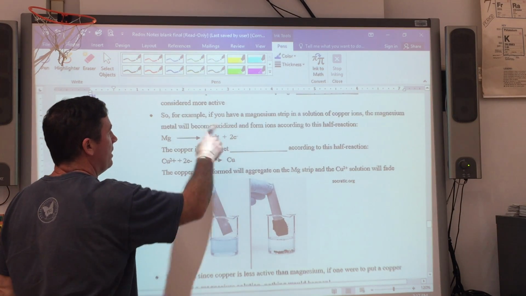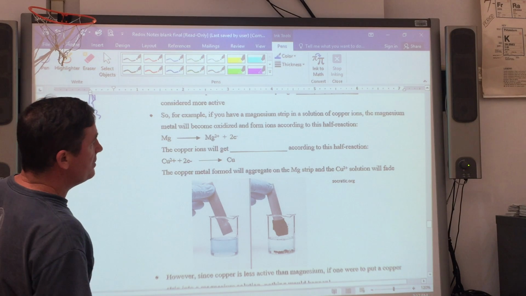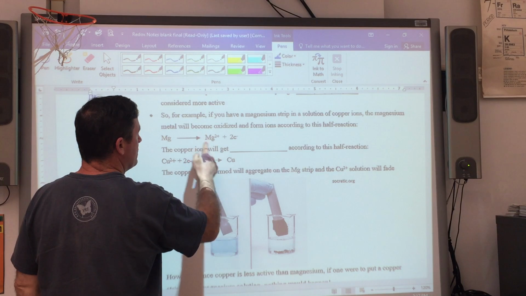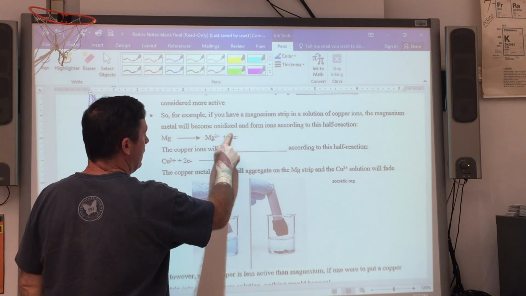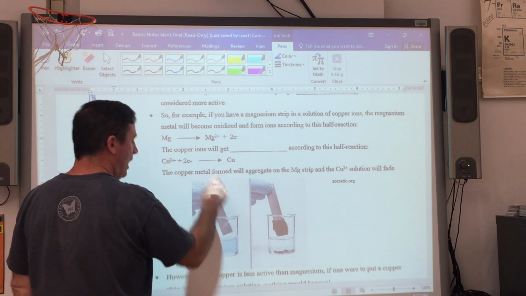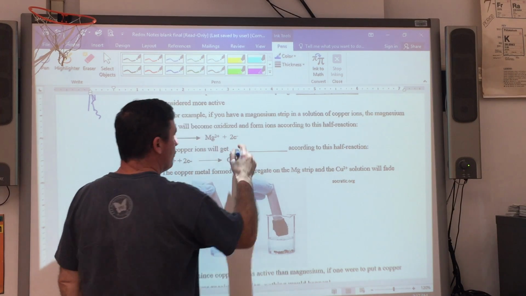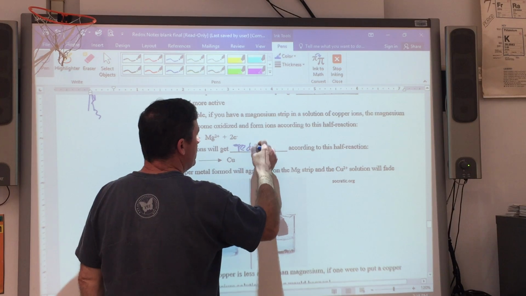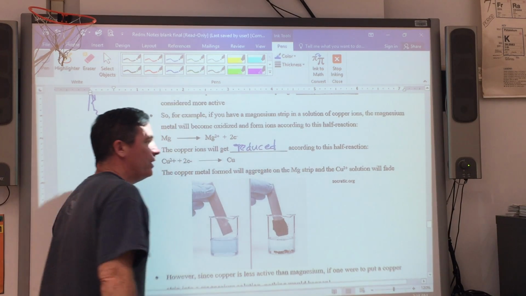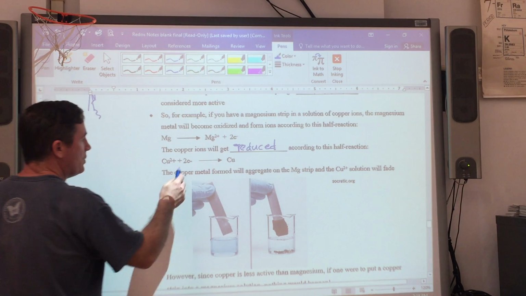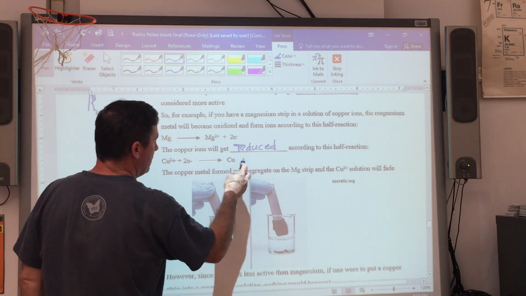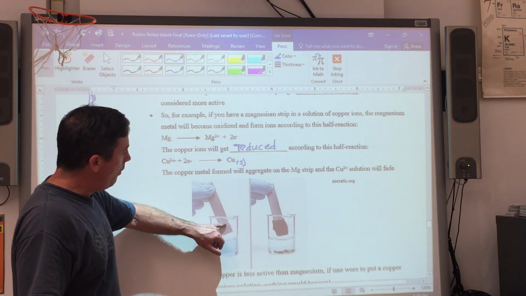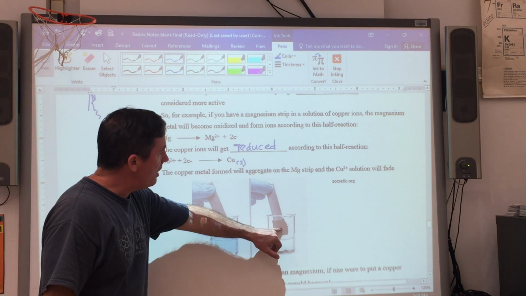So they used zinc or magnesium. I used zinc. Magnesium metal will become oxidized and form ions. So it's losing electrons. The copper ions will get reduced. Remember, reduced means that they're going to be gaining electrons. So they gain electrons to become copper, and they come out of solution and form on the strip.